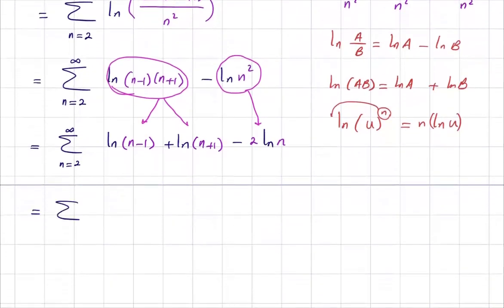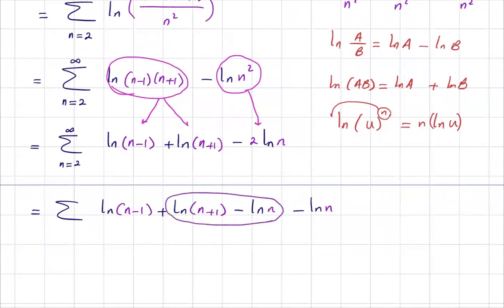This also can be written as the summation of ln of n minus 1 plus ln of n plus 1 minus, you have 2 ln of n, which is minus ln of n minus ln of n. Now our goal is to combine these together. I'm going to take these two and write it as a division. And between these two, I'm going to write it as a division, but I'm going to factor out the negative sign as well. Take a look.